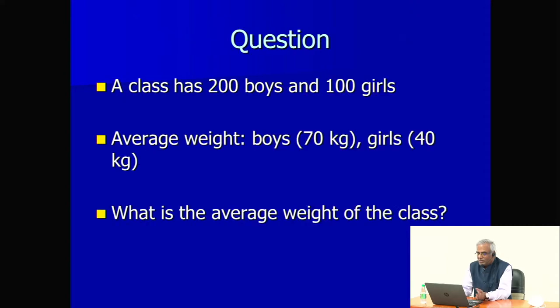So, a question is, a class has 200 boys, 100 girls. Average weight of boys is 70 kg, girls 40 kg. So, what is the average weight of the class? So, one student can easily do 70 plus 40, 110 divided by 2, which comes to 55. So, everybody agrees with 55? No, don't agree. So, what is the correct average then?